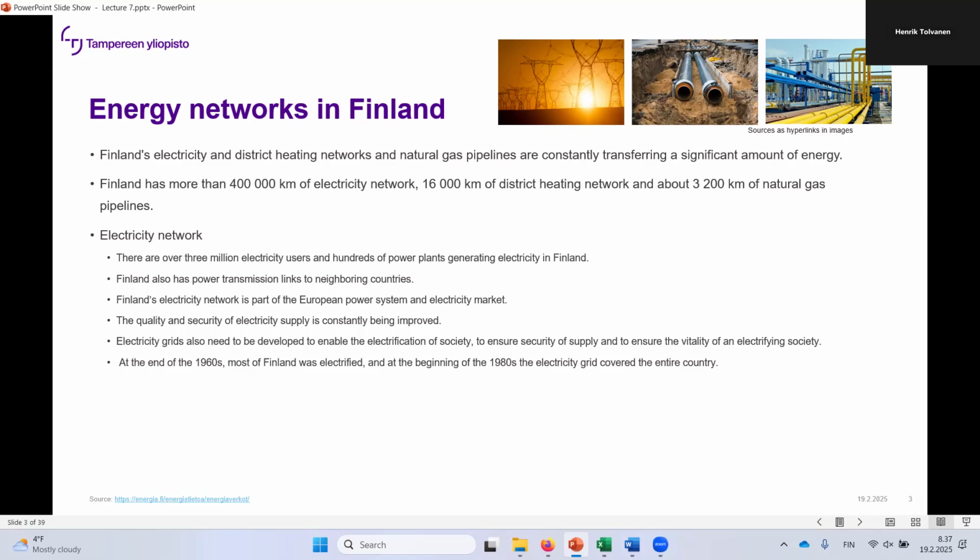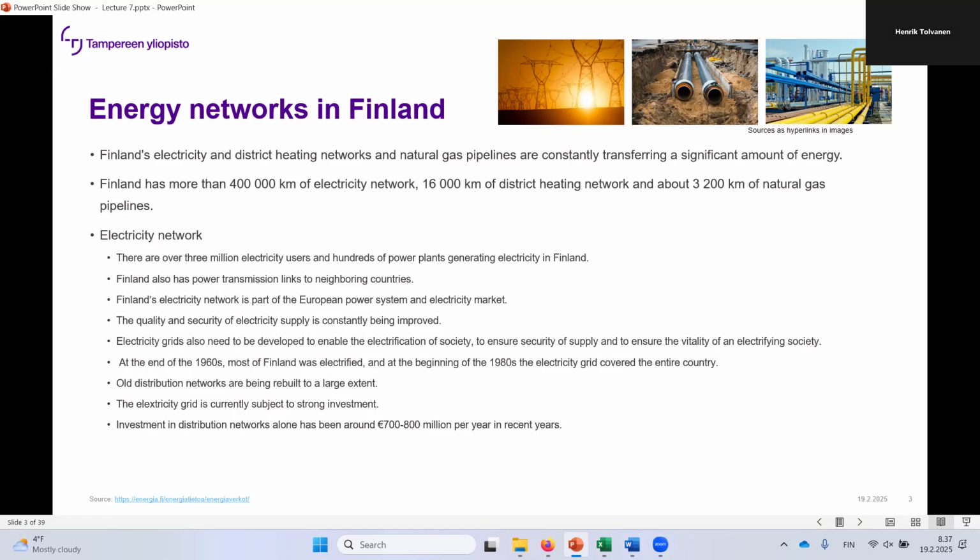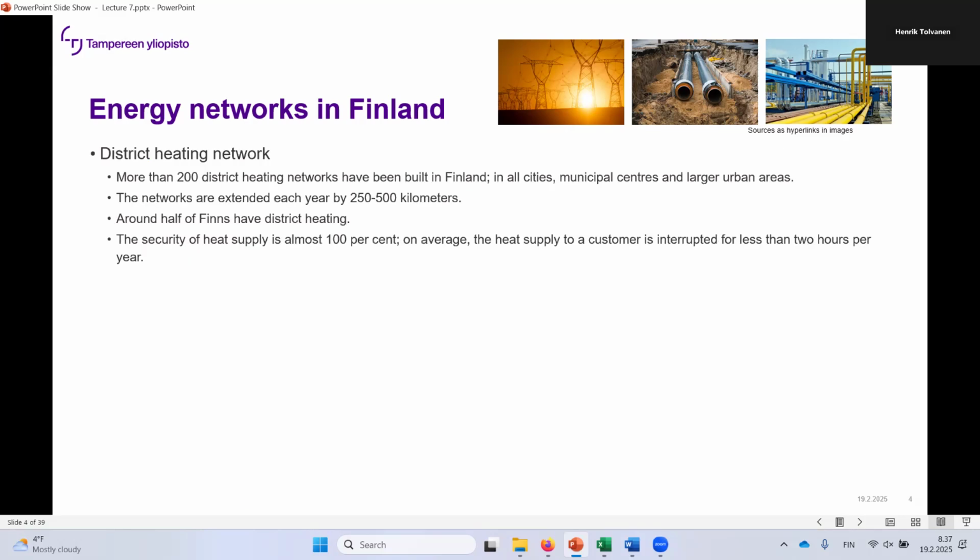Most of Finland was electrified in the 60s, and in the 80s, the electricity grid pretty much covered the entire country. And there are still a lot of old distribution networks. A couple of years back, near my house, the lines were dug underground, so that makes the distribution network really secure. So there's a lot of investment going on. Hundreds of millions of euros are poured into that.